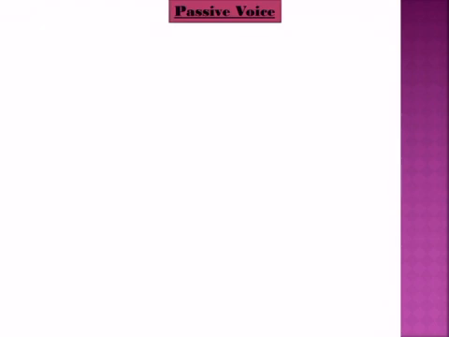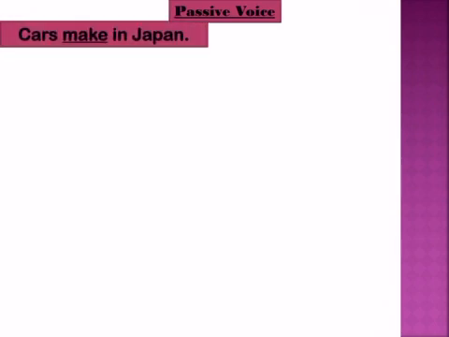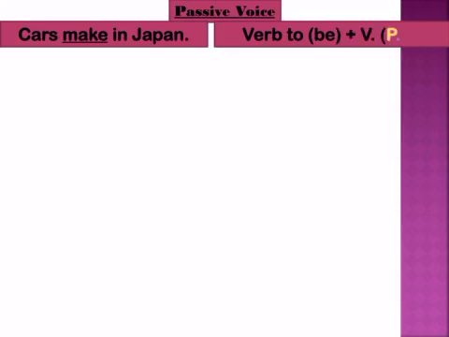You have studied this a lot, which is the passive voice. Look at this sentence. Cars make in Japan. So, make is wrong. Why is it wrong? Because cars can't make anything. They are made. Isn't that right? So, how can I correct the verb make here? This sentence is in the passive form. How do I correct verbs in the passive form?